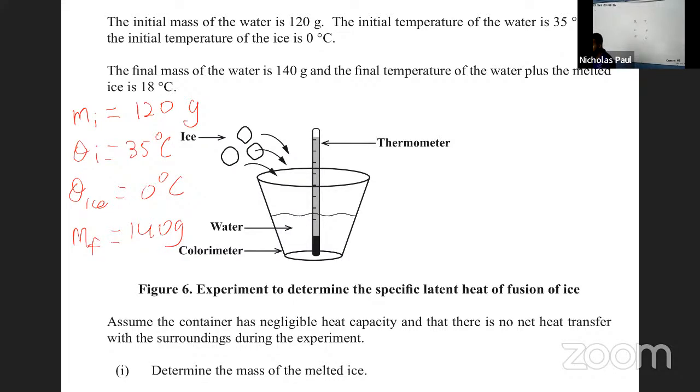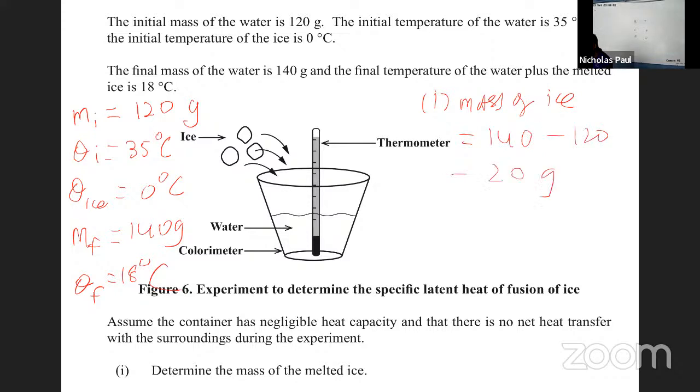So the ice in there, right? The ice melts in there. And what's the final temperature of everything? Nice. So part one is to get the mass of the melted ice. How are we doing that? That'll be the final mass minus the initial mass. So that'll be 20 grams, right? So our first answer is in grams. Okay, pay attention to the units that we're using, right?